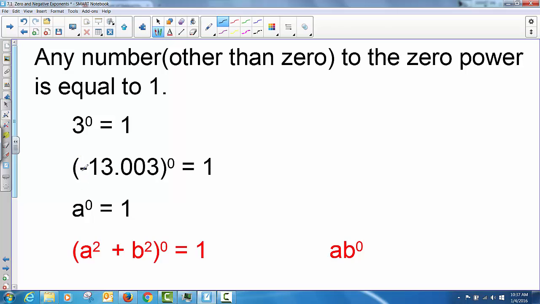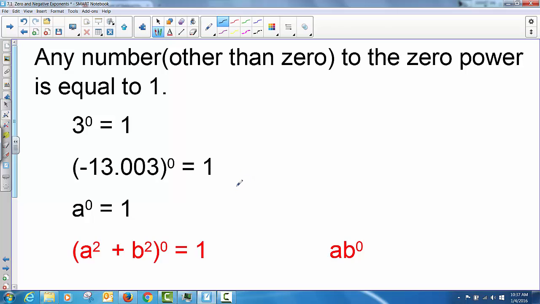When we raise negative 13.003 to the 0 power, we get 1. A to the 0 power is equal to 1. Okay? And then (a squared plus b squared) to the 0 power is equal to 1.